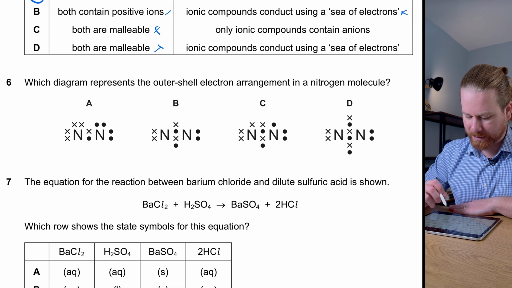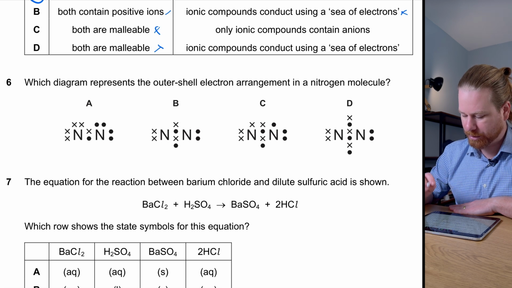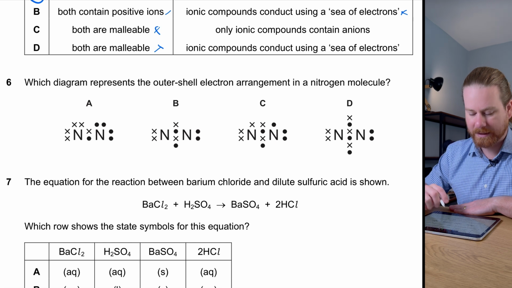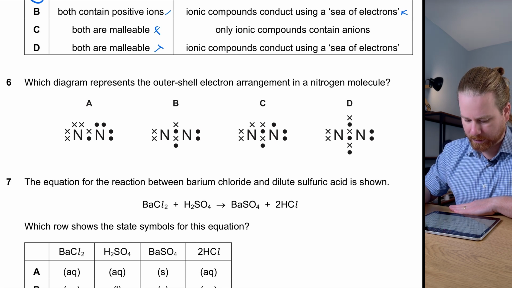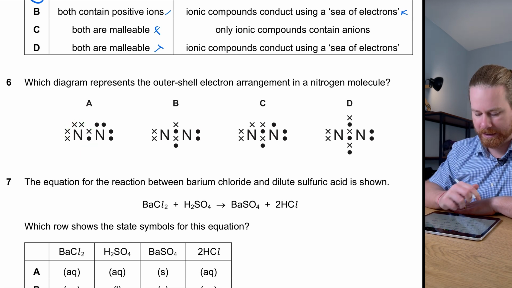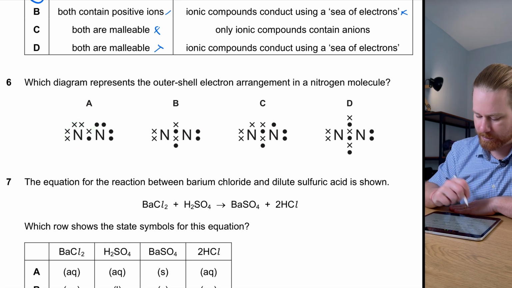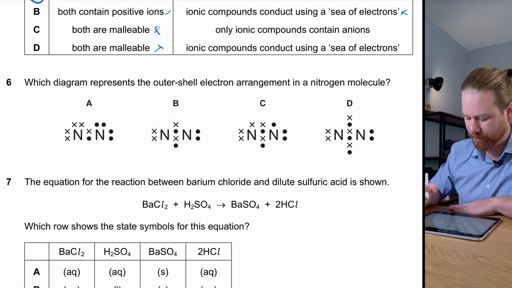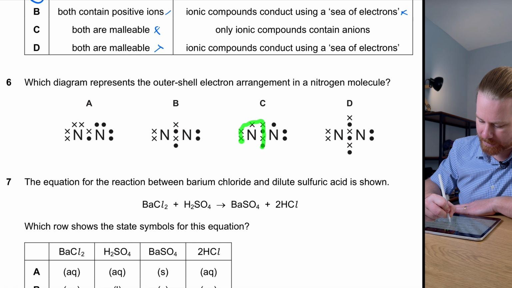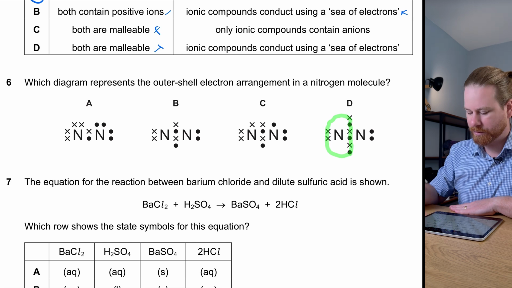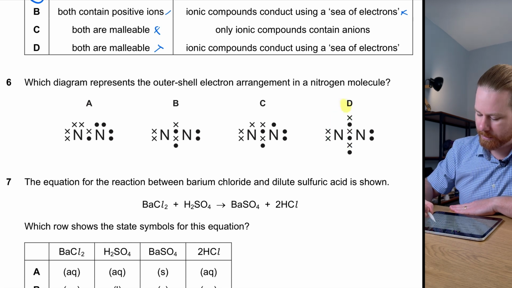Okay, which diagram represents the outer shell electron arrangement for a nitrogen molecule? It is the dot cross diagram. If we can remember the dot cross diagrams, we need to have 8 electrons in our outer shell. So when you go round each atom, you should be able to count up to 8. If we go here, that is only 6, so it can't be that. Here we've got 1, 2, 3, 4, 5, 6. Can't be that. We've got 1, 2, 3, 4, 5, 6, 7. Can't be this one. Here you've got 1, 2, 3, 4, 5, 6, 7, 8. So it can only be D. There we go.